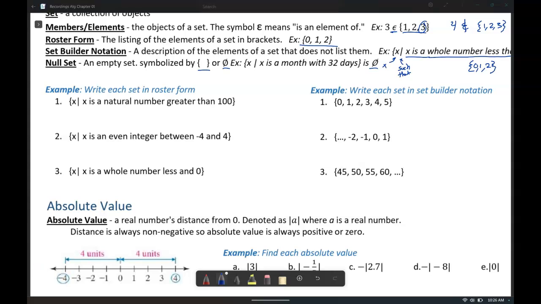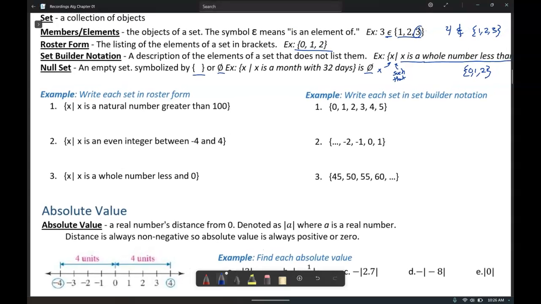So the first thing we'll look at is X such that X is a natural number greater than 100. And so we're looking at our starting point. We want greater than 100. Well, the first natural number that is greater than 100 is the number 101. And the next number that is natural, greater than 101, is 102. And we just need to include enough numbers here until we get the pattern. And then we can use our ellipses to indicate that this pattern is continuing.